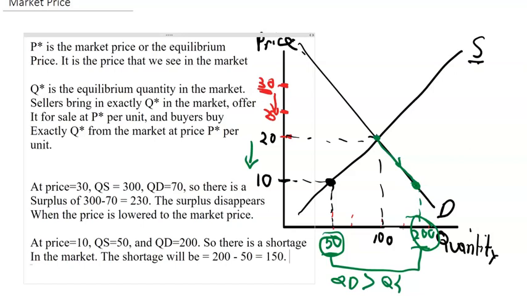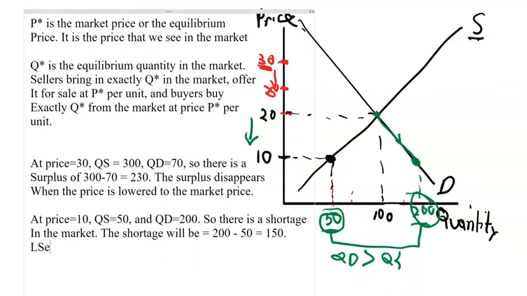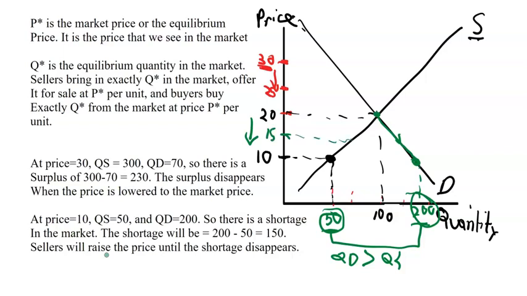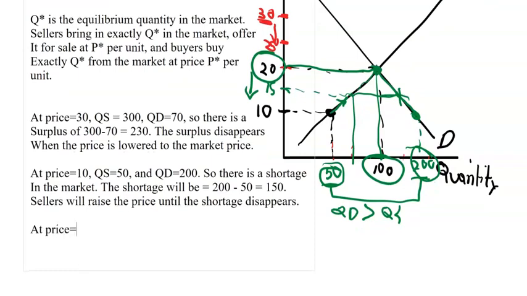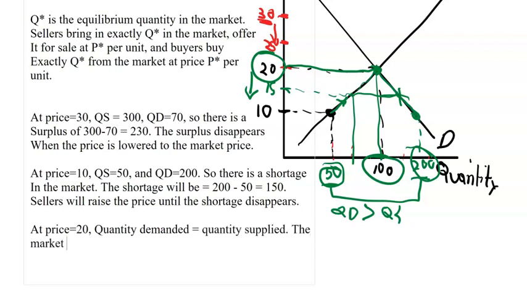In that case, sellers will raise the price until the shortage disappears. They will keep on raising the price. If they go up to, let's say, 15, quantity supplied will go up and quantity demanded will decrease, but there will still be a little bit of a shortage. This shortage will disappear once we hit $20. Therefore, $20, where quantity demanded equals quantity supplied at 100, is the market clearing price. This is the price we see in the market, and this is where the market is in equilibrium. So at price equal to 20, quantity demanded equals quantity supplied, and the market is in equilibrium.